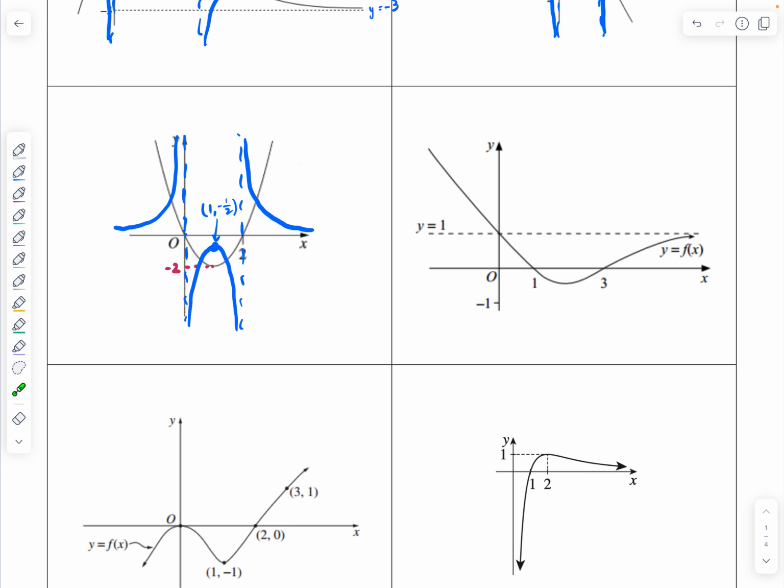All right, next one. So we have vertical asymptote, vertical asymptote. We have here, clearly this doesn't go all the way down to -1. That, to me, looks like about -1/3, and the reciprocal of that's -3.